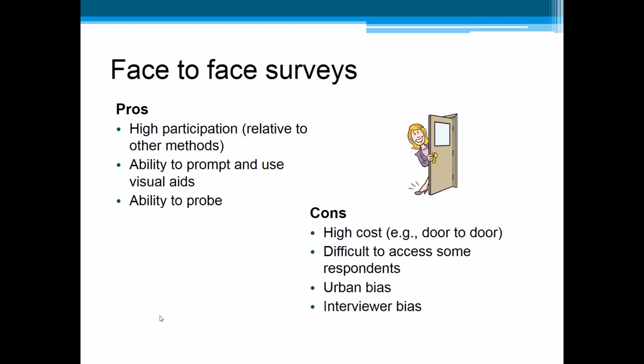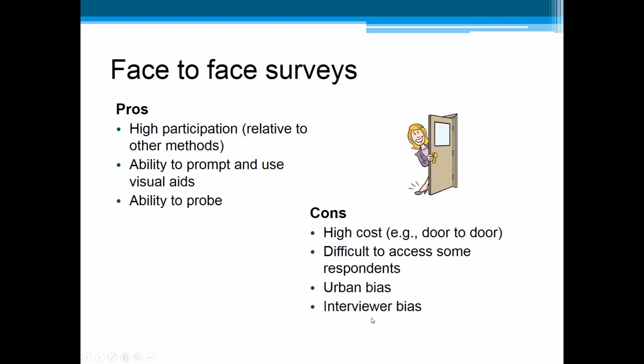It can be valuable because the researcher is there to explain questions that a respondent might not understand, and they might be able to provide visual aids and prompt or probe for additional information. The problem is that they can be really quite high cost, so you have to send a researcher out to individual homes, and you're not getting a whole lot of data really quickly compared to something like a paper-based survey.